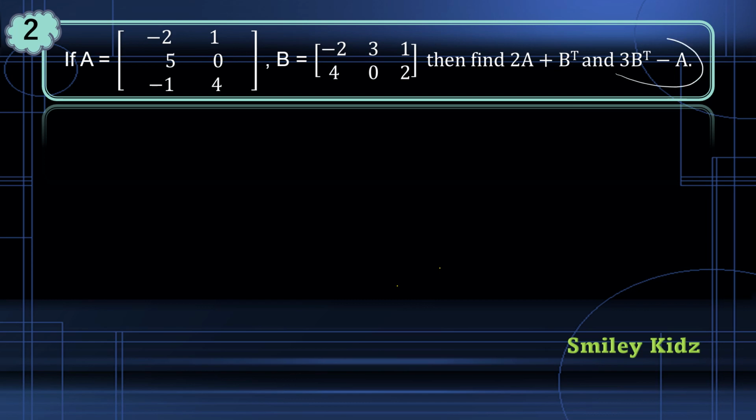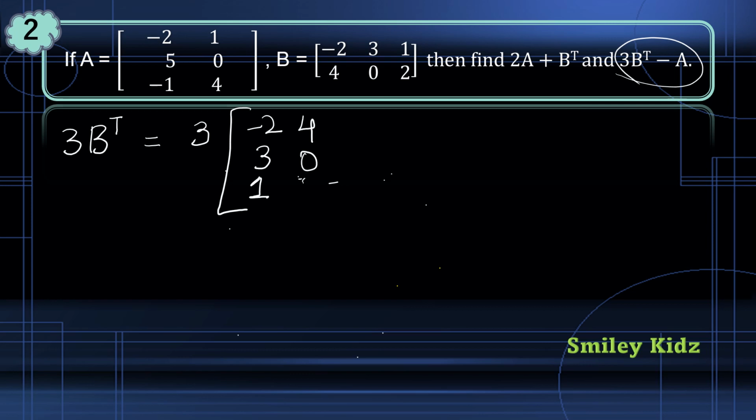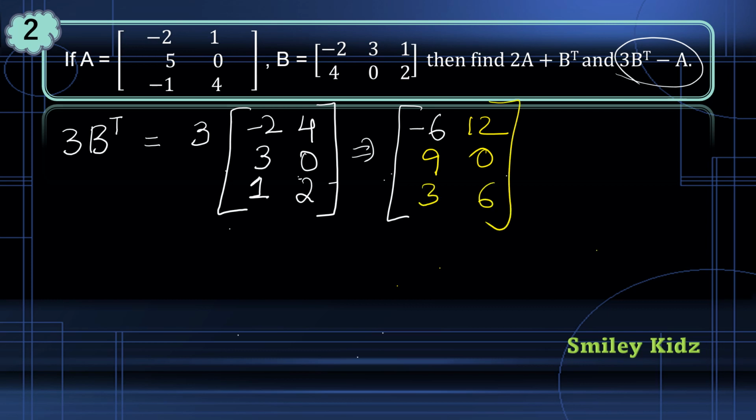Now let's find out 3B transpose minus A. Fine. Let's first find out 3B transpose. Previously we found out what B transpose was, isn't it? So B transpose will be minus 2, 3, 1, 4, 0, 2. Alright, now simply multiply 3 with every element in the matrix. That is going to give me minus 6, 12, 9, 0, 3, 6. Now what is A? A is this matrix, isn't it? Let's subtract them then.